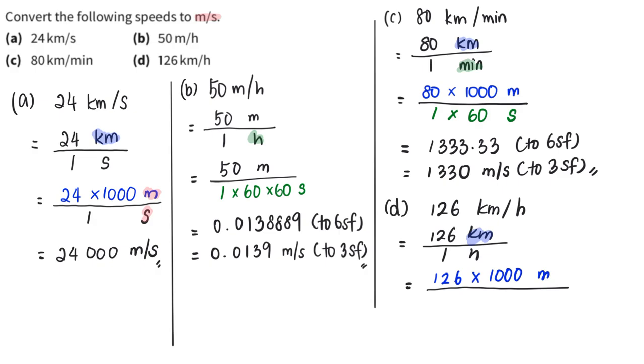For 1 hour, previously we know that there is 60 minutes, and for each minute it is 60 seconds. Therefore, the answer will be 35 meter per second.